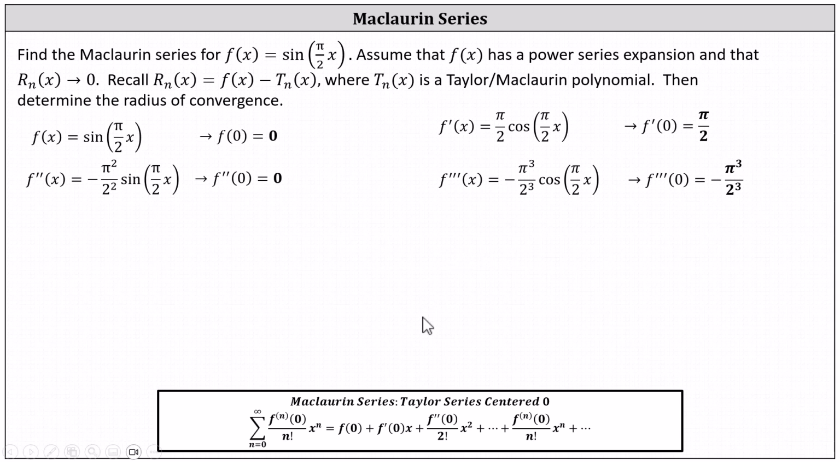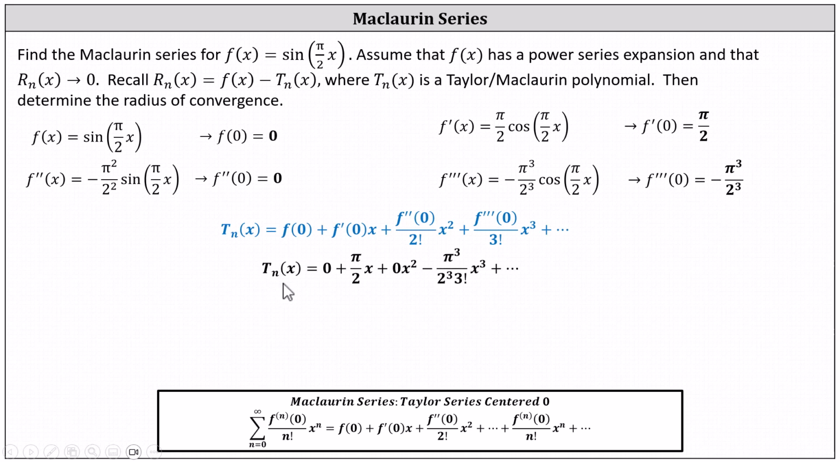And now using the formula below for the Maclaurin polynomial, here are the first four terms. Now we substitute in the function values we just found, which gives us T_n(x) = 0 plus (π/2)x plus 0x² minus π³ divided by the product of 2³ and 3 factorial times x³, and so on. Simplifying, we have T_n(x) = (π/2)x¹ minus π³ divided by the product of 2³ and 3 factorial times x³.